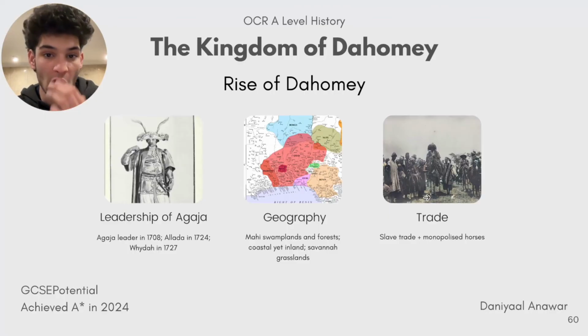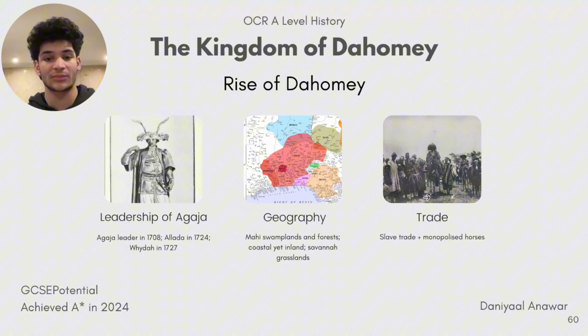Trade. So Dahomey engaged in a lot of slave trading. So that was the first thing that helped them rise, because obviously with the slave trade, you can make a lot of money. And then as well as that, they monopolized horses at one point. Yeah, that's pretty much it. 3 reasons for the rise of Dahomey.